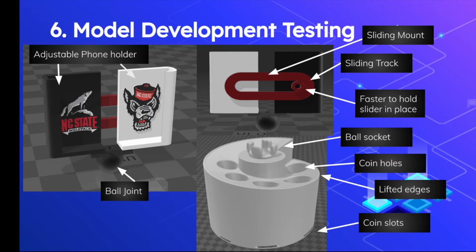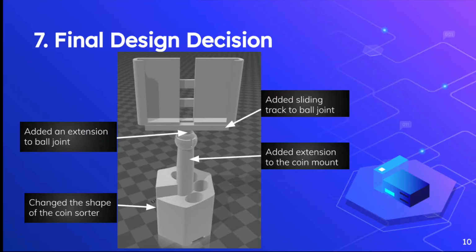The sixth step on the 10-step design process is model development testing. On the left, you see the front of the phone holder, which has the two separate parts that change size to fit a phone, and a ball joint that attaches to the coin sorter. On the right image on the top, you have the back of the phone holder, which has the slider to adjust the sizes. Then, the bottom picture on the right is the actual coin sorter itself, which has the female ball joint, and then the track with the lifted edges and the holes that'll allow the coins to be sorted based on size.